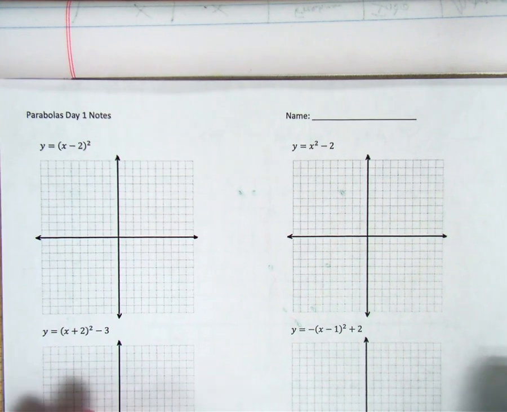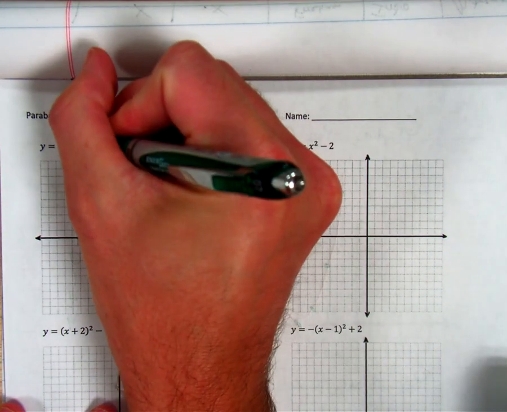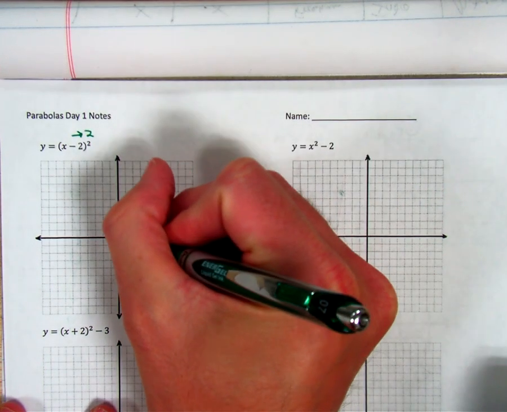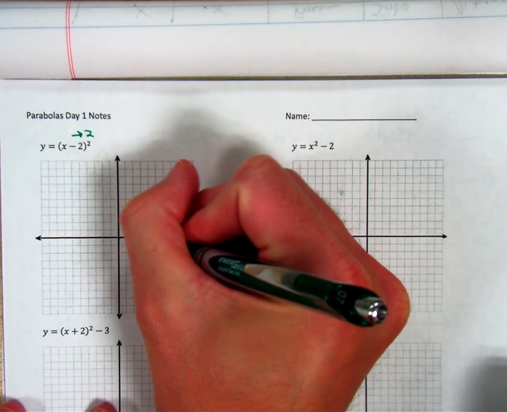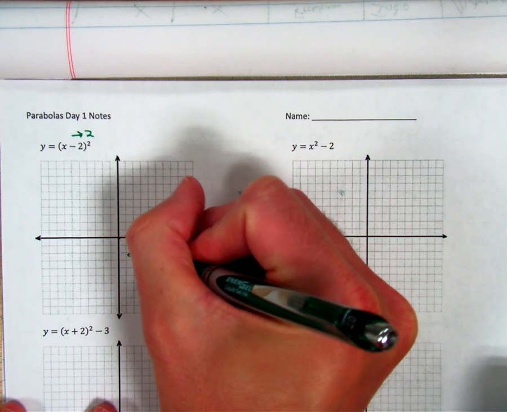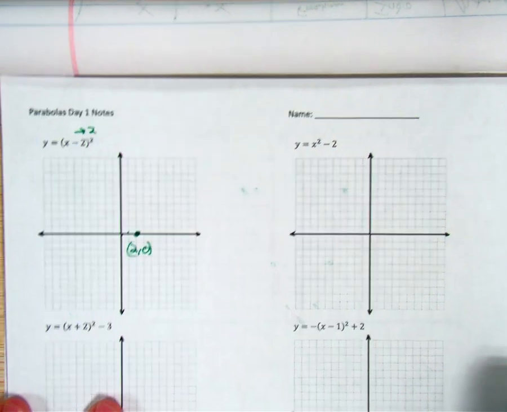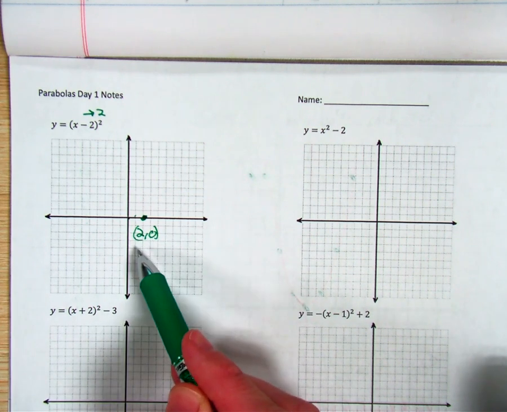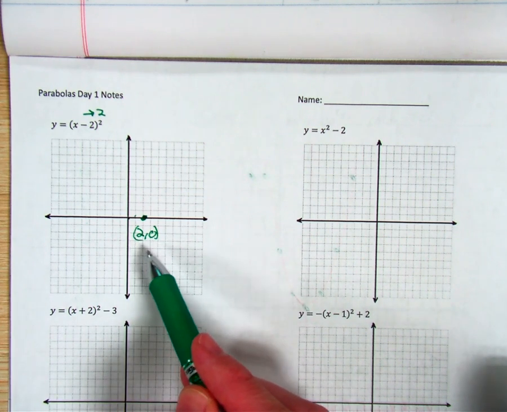All right, a minus 2 on the inside is going to go right 2. So instead of 0, 0, we're going 1, 2. We are going to be at 2, 0. I like to write down the coordinates of the vertex because you're going to use those two numbers again, 2 and 0. So it's really nice to have them right in front of you.